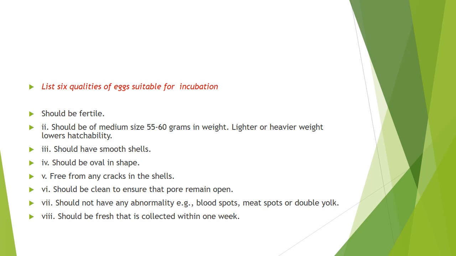We have abnormalities of an egg like blood spots, meat spots, and double yolk. Now, where does the blood spot come from? When a hen is laying an egg, maybe the vent is too small. That's why you find that the egg contains some blood. Or sometimes the hen is sick, then you'll find the egg has some meat spot. Then also, the last one, it should be fresh, that is, collected within a week.